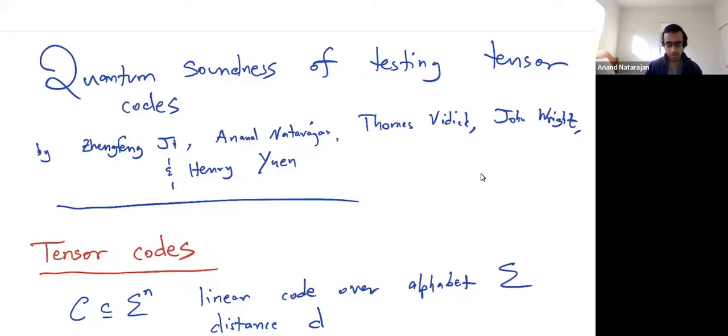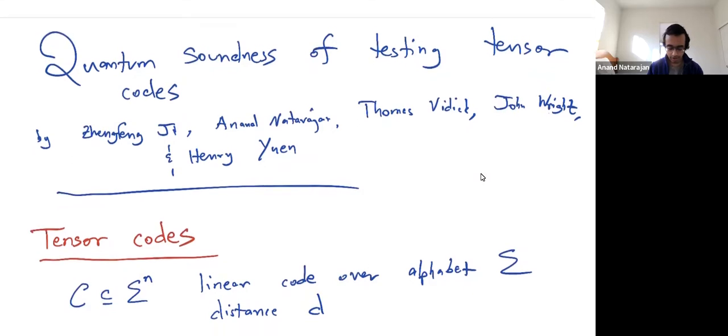Hi, everyone. So in this talk, I'm going to talk about the work Quantum Soundness of Testing Tensor Codes, which is joint work with Zhengfeng Ji, Thomas Vidick, John Wright, and Henry Yuen. So let's get started by defining what a tensor code is.